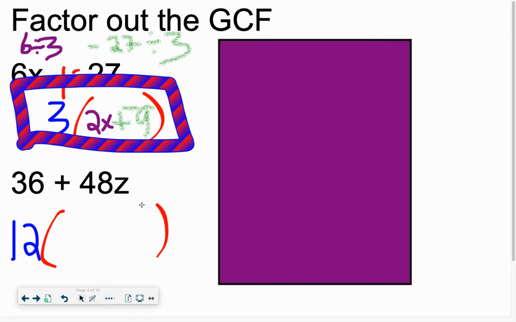Again, just right above that 36, sneak on in. We need to factor the 12 out. So divide the 36 by 12. That's where that 3 comes in. And we're going to take that 48 and factor a 12 out as well. So that's where the 4z comes into play.